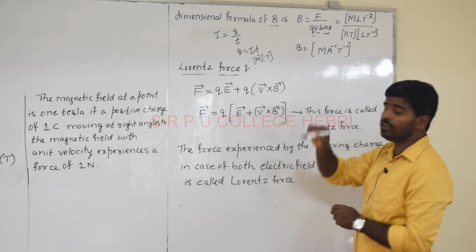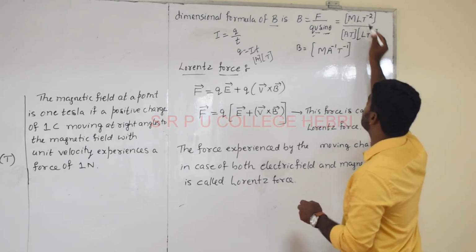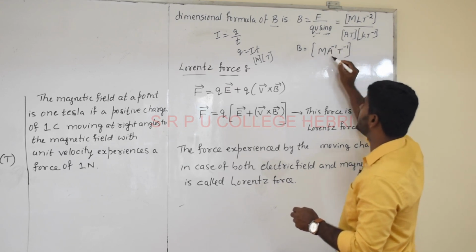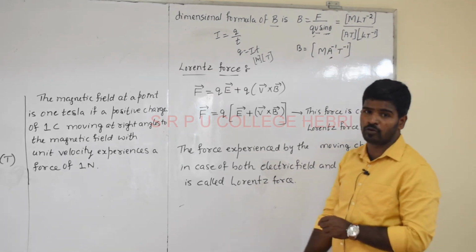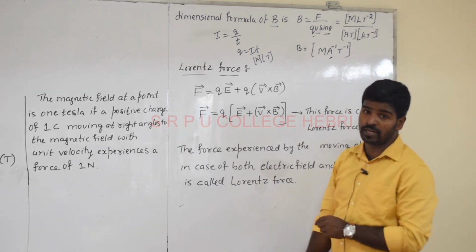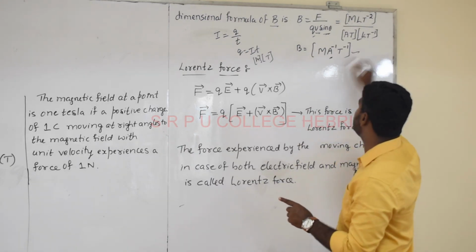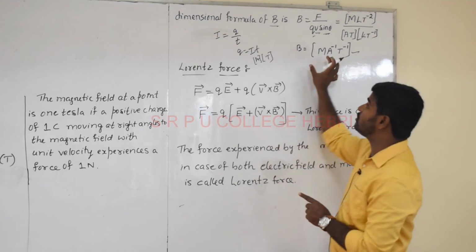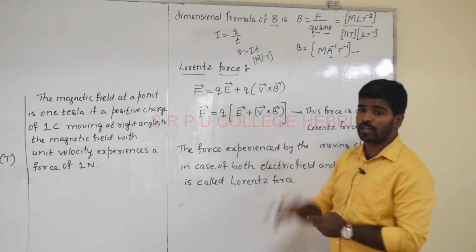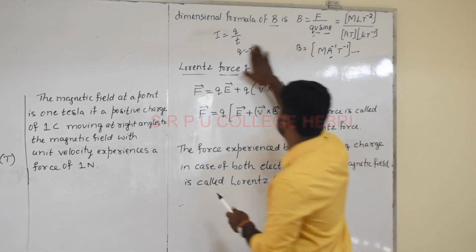Now look at the equation. M to the power 1, L to the power 1, L to the power 1 gets cancelled. 1 by A to the power 1 is brought to the numerator, so it becomes A to the power minus 1. Then T to the power minus 1 brought to the numerator becomes plus 1, therefore T to the power minus 1. This is the dimensional formula for the magnetic field. Is it clear? Yes.